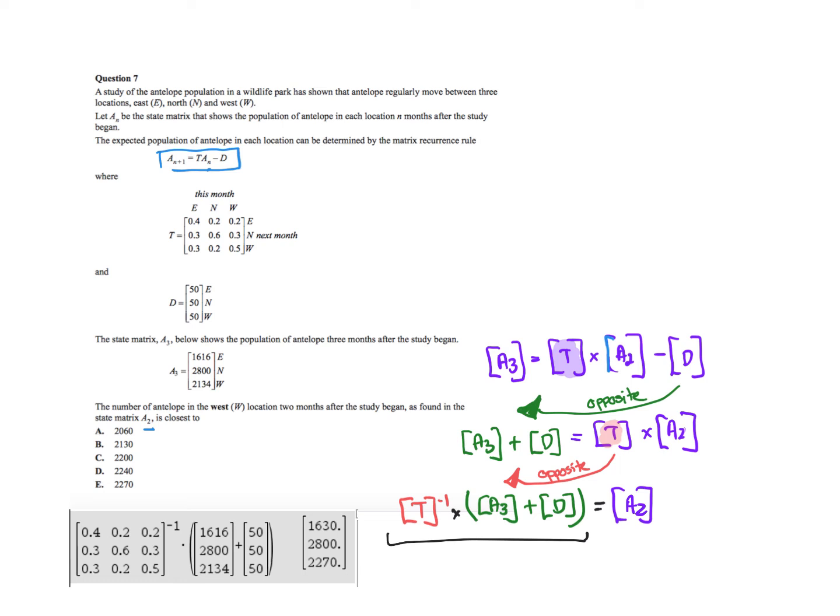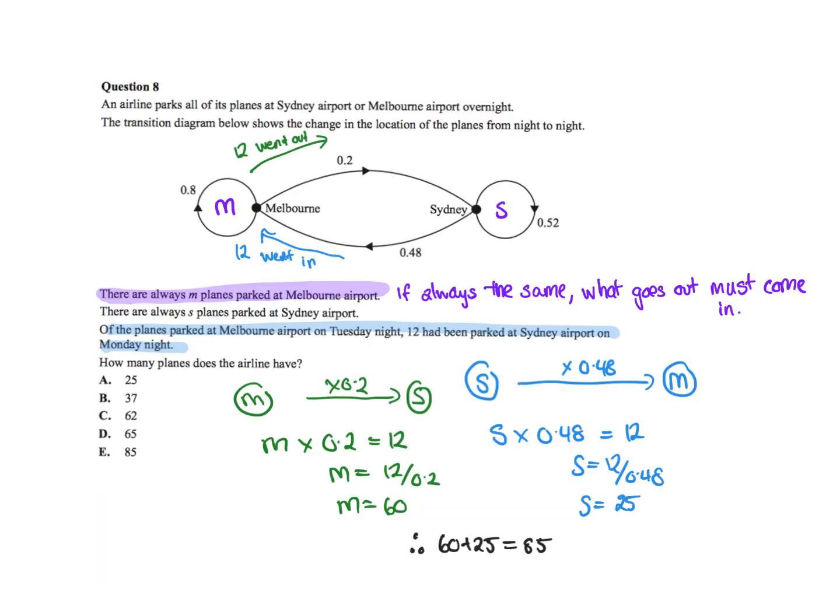So I've typed that in the calculator. Here we've got our transition to negative power times A3 plus D, and this ends up being my answer over here, A2. Now they just wanted what was happening at W, which was 2270. So there we go.